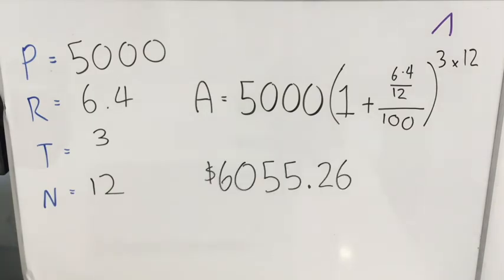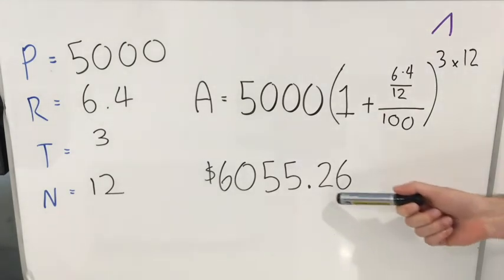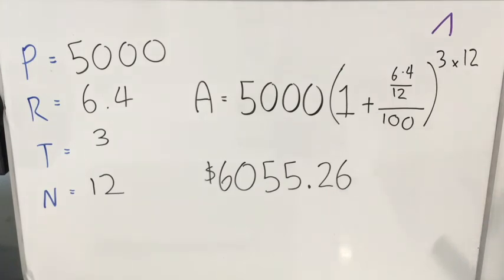If you typed it in correctly, it has come up with this answer here. Important things to note. We're always talking about money, so make sure there's a dollar sign on your answer. And we always want 2 decimal places because we're talking about dollars and cents. So we always want to round to 2 decimal places.